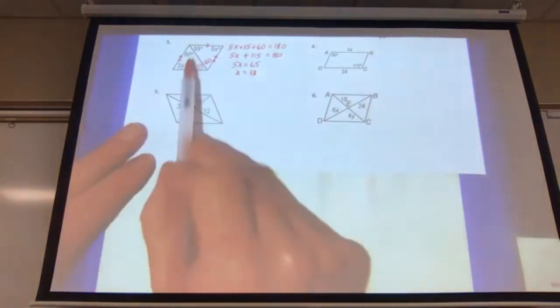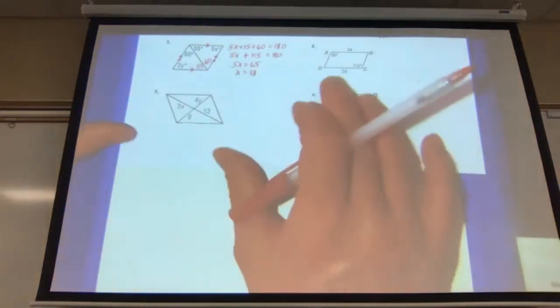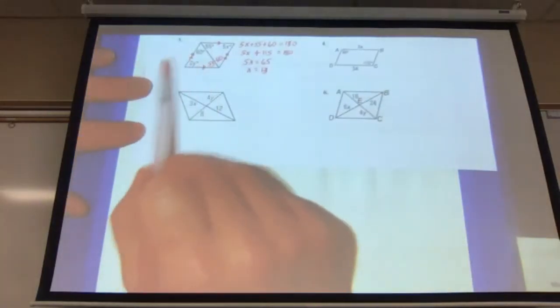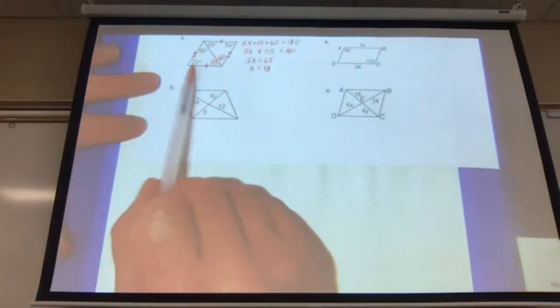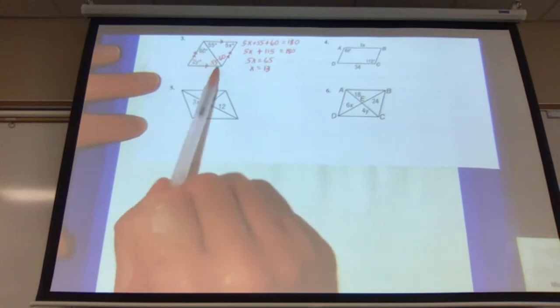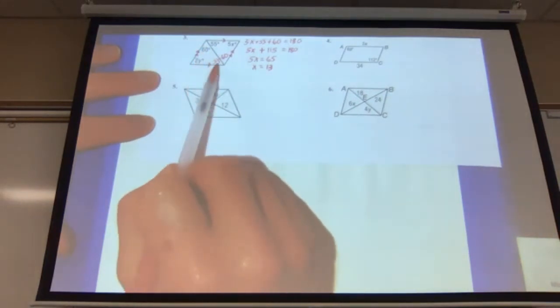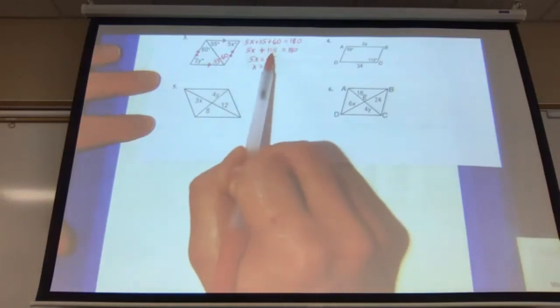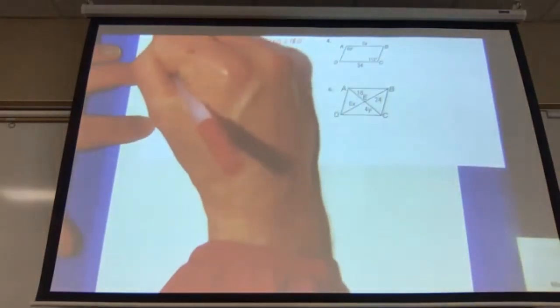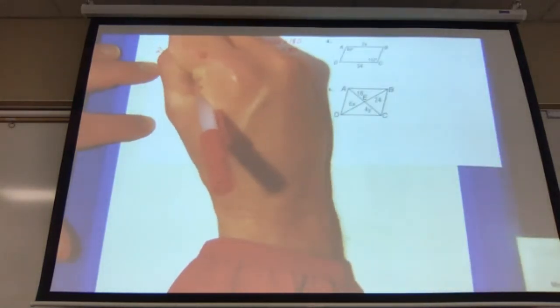Now we also need to do the y, and I didn't leave myself a whole lot of room for the y. So let's see if we can squeeze it in on the left here. Same thing on the left. These three angles in this triangle will add up to 180. So I've got the 2y, the 55, and the 60 we've already added together. They equal 115. So let's just simplify this and say 2y plus 115 equals the 180.